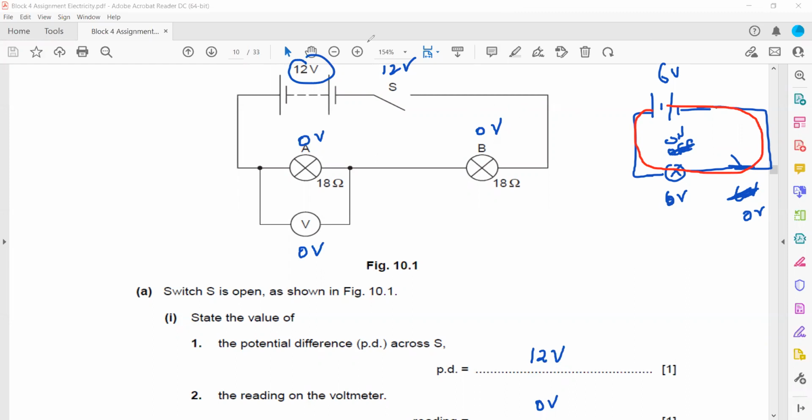The same thing happens here. If we have an open switch, there is no current. If there is no current, the lamps will be off. If the lamps are off, what is the voltage across these lamps? The voltage will be 0, or no potential difference across the lamp, and all the voltage will be across the switch.